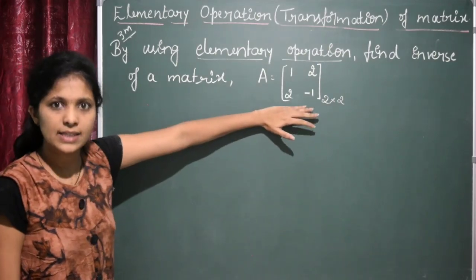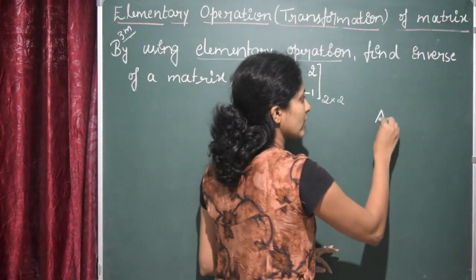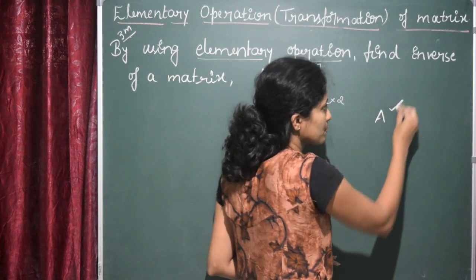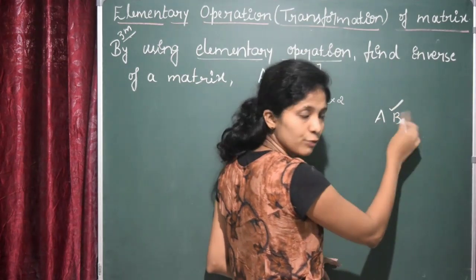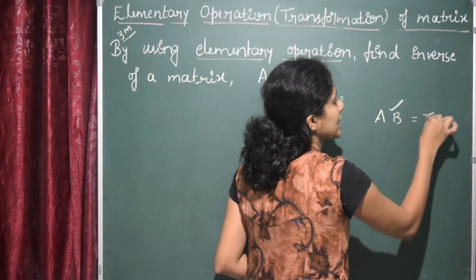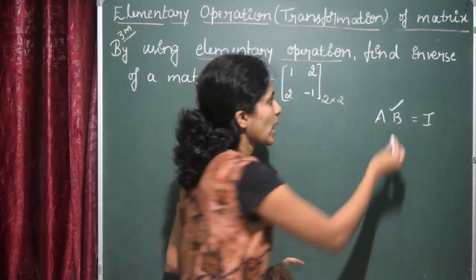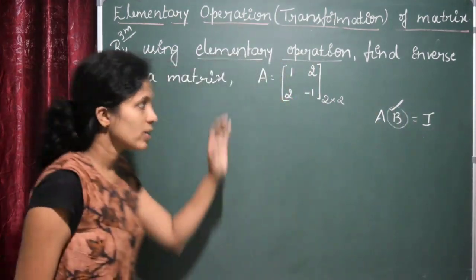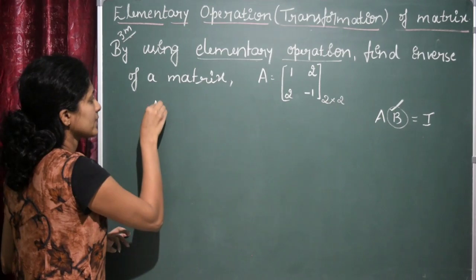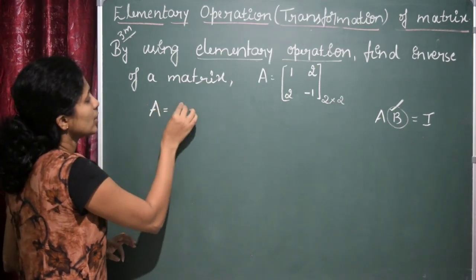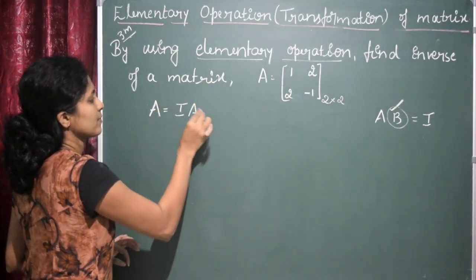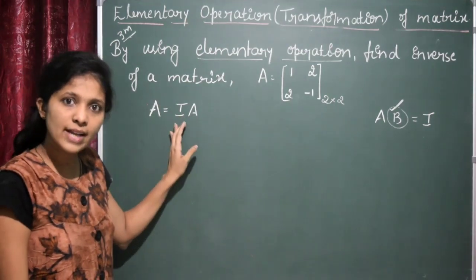Now, the matrix A is given. We have to find another matrix B such that the product of A and B should be equal to the identity matrix, right? This is your work, you have to find the matrix B. Now, the method is, first you have to write the matrix A is equal to I into A. This is the first step. Is it clear? A can be done as I into A.